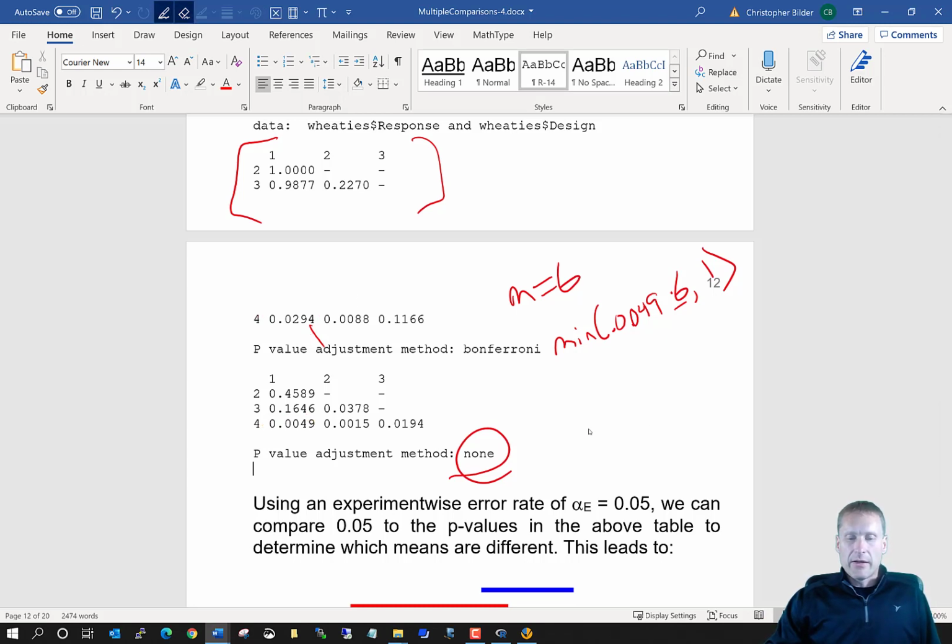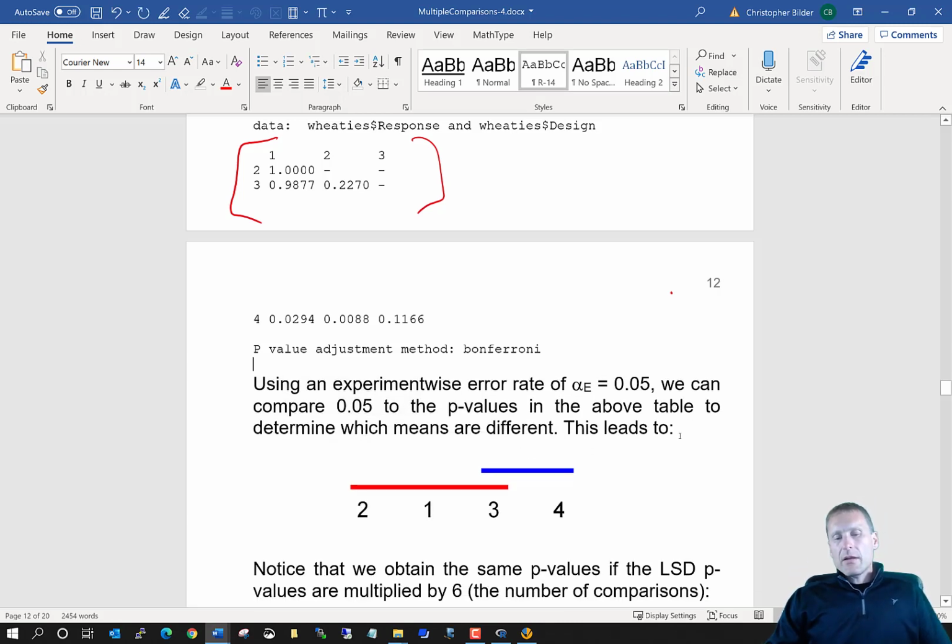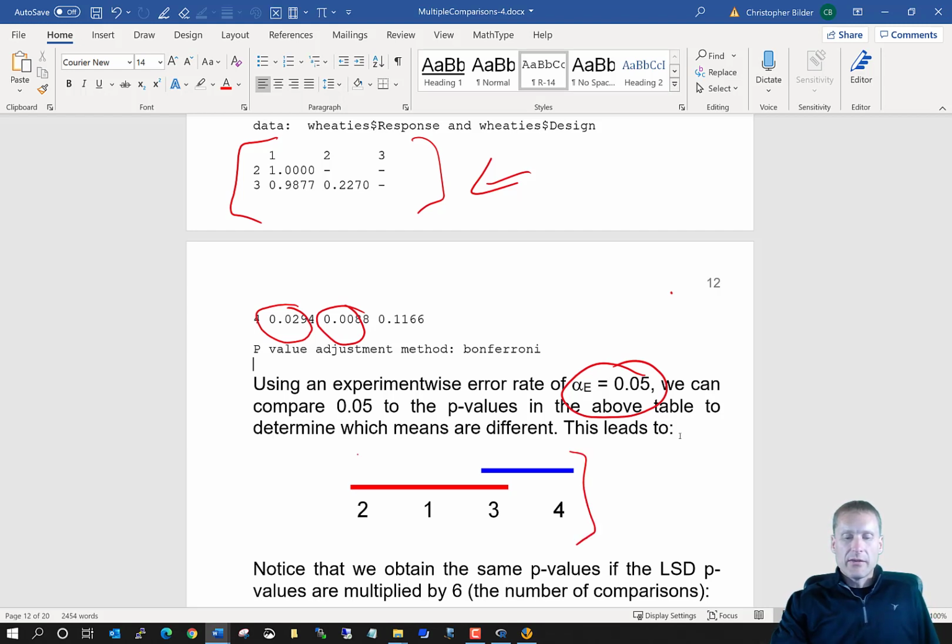And let me erase that now. I'm going to erase that, and then I'm going to remove what I got here from protected LSD. Okay. So now what I can do is I can look at these 0.05 and compare it to these p-values directly. And what I see is, for example, this p-value is less than 0.05, this p-value is less than 0.05 as well, but all the other p-values are greater than 0.05. And that's what's reflected in this diagram here.